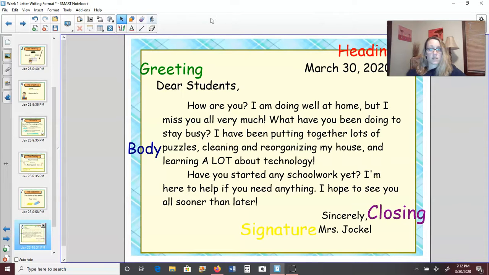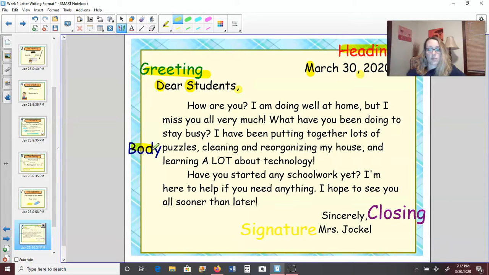My heading starts off, you can see at the top here, my heading is March 30th, 2020. Notice my comma, capitalizing March. For the greeting, I came down to the next line and I moved over to the left and I said, Dear students. I capitalized dear and students and then put a comma after my greeting.